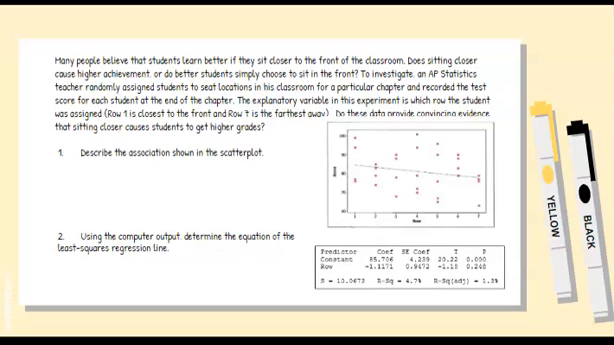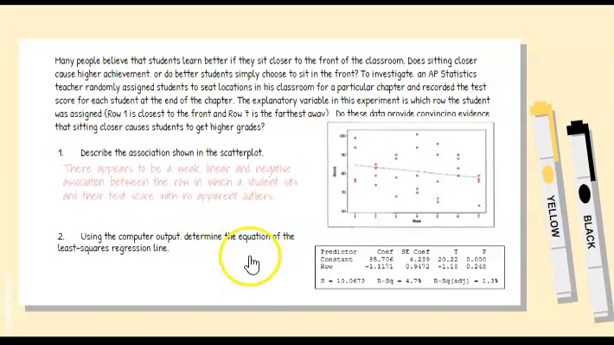So look at number 1. Describe the association shown in the scatter plot. So I'm using my DOFS acronym and I'm looking at it. It looks like it's negative, it's weak, it's kind of linear, but there's no outliers. So my answer would look like this. There appears to be a weak, linear, and negative association between the row in which a student sits and their test score with no apparent outliers.